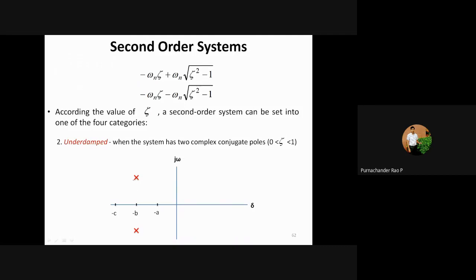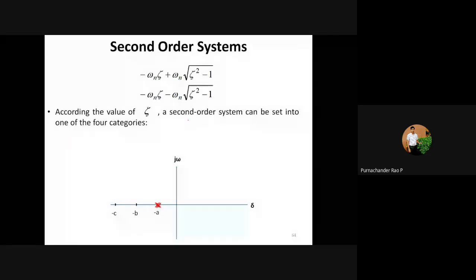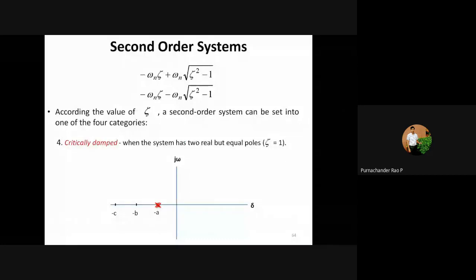When you take up the undamped system, zeta is equal to 0, so the real part is going to be 0. You'll get plus or minus j omega n, and therefore the roots are imaginary, not complex. These roots are imaginary, which are located here. Another case, when zeta is equal to 1, is known as the critically damped case. The roots are real and equal. These are the 4 different classifications of your system.